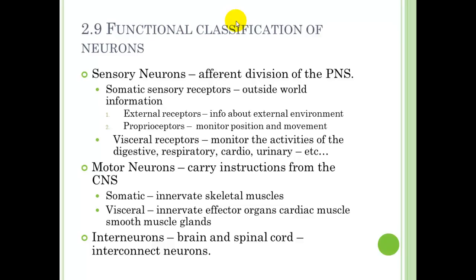And then also in this we have interneurons, brain and spinal cord, and these interconnect neurons. So these allow for collateral communication between the neurons in larger structures. And an example of this is going to be the brain and the spinal cord, where it's coming into the central nervous system.